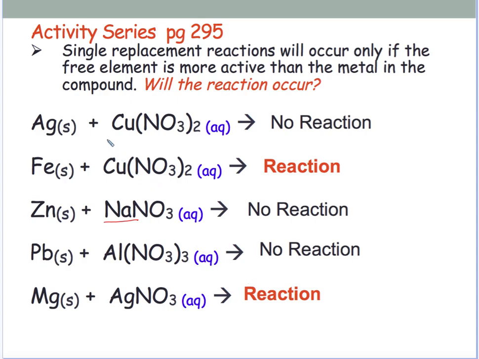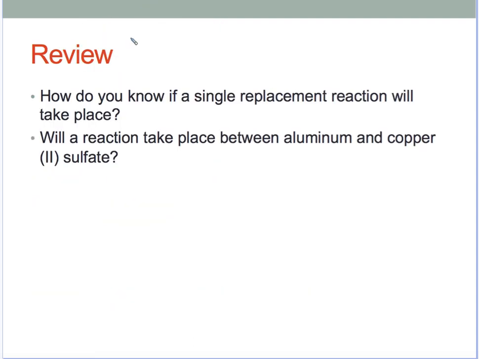Okay? This is metal reactivities, metal activities. So you will have practice on this. If you have questions, let me know. Here's a couple review questions. How do you know if a single replacement reaction will take place? And then, will a reaction take place between aluminum and copper 2 sulfate? So you need aluminum and copper 2 sulfate. And you can go back and use the metal reactivity series earlier in the slide, or you can use the one that's been provided for you. But try those out. If you have questions on this, please ask.